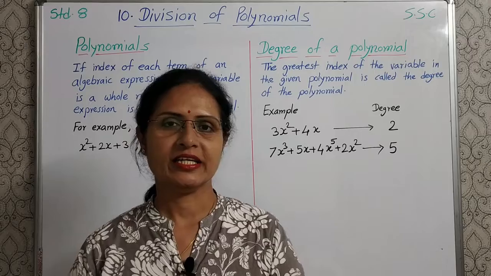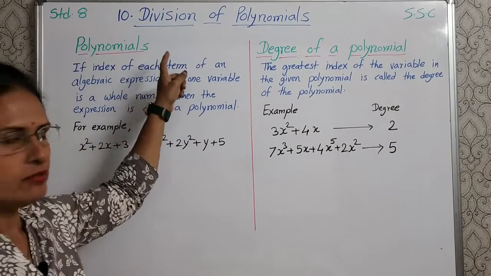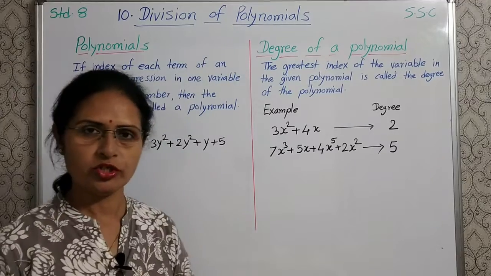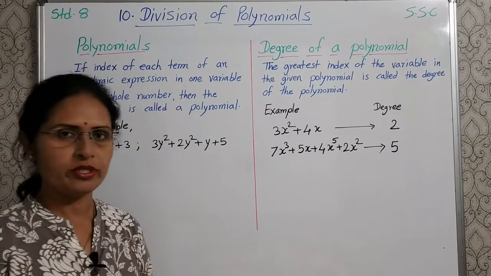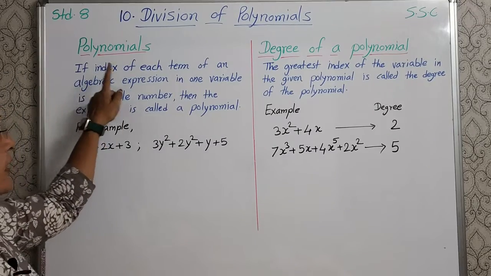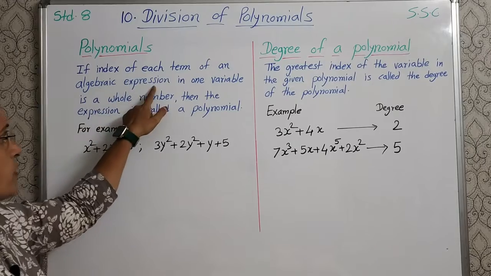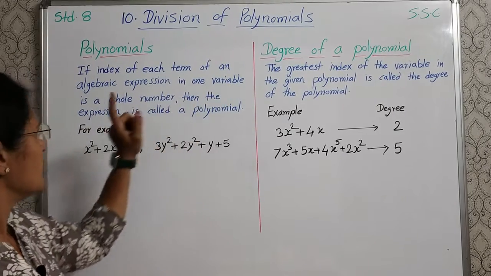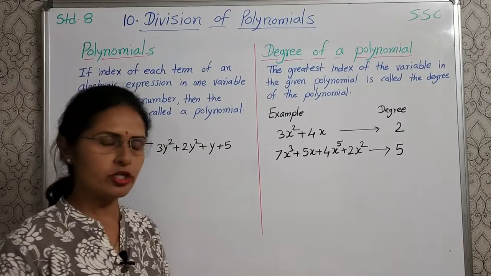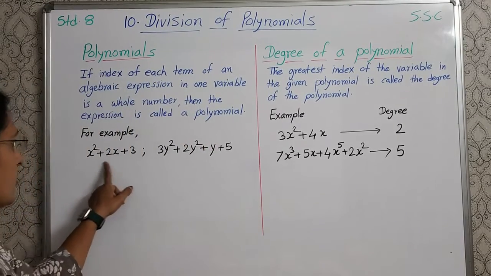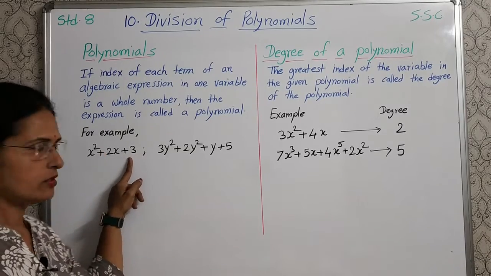I am Nilima Patil. In this video, we are going to start chapter number 10, Division of Polynomials. First, let us see what are polynomials. If the index of each term of an algebraic expression in one variable is a whole number, then the expression is called a polynomial. Now see here this expression x square plus 2x plus 3.